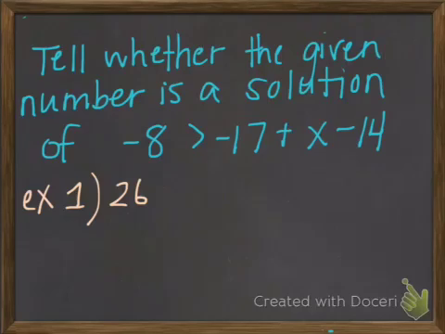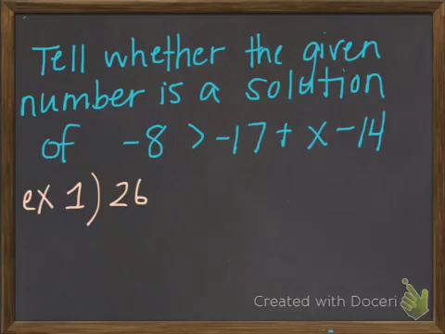Alright, so the first type of problem you're going to have to do is tell whether the given number is the solution of this inequality. The inequality is negative 8 is greater than negative 17 plus x minus 14. So the first example we're going to do together is 26. So we have to figure out if when x equals 26, that's a solution for our inequality.